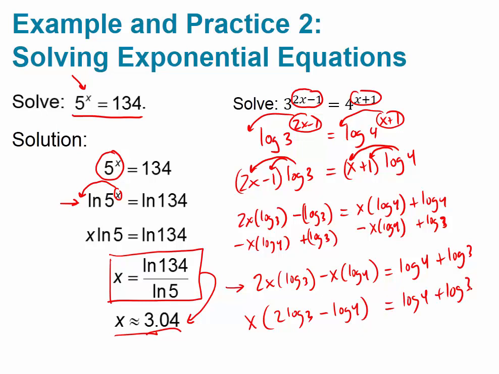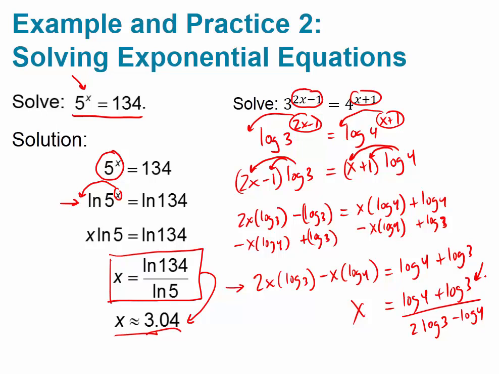Once I factor the x out front, now I can divide both sides by this to get x by itself. So 2 log 3 minus log 4, that's going to be equal to x. I'm going to erase this because I'm running out of room here. So now this is something that I can get a nice approximation for.